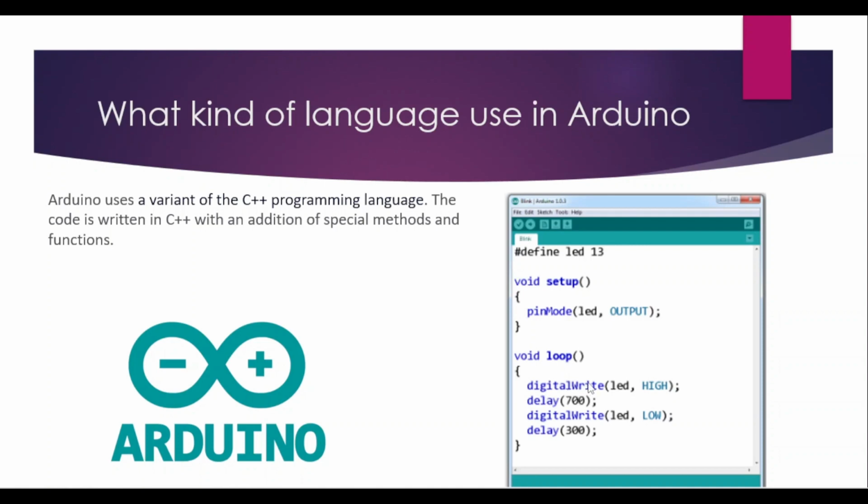Now digitalWrite, that's the digitalWrite pin that I give, that is the variable LED 13, and HIGH means on, and delay 700 milliseconds. It will wait, and digitalWrite again and delay 300 milliseconds. That delay means wait for some time, and LOW means that the light will be off. That's going on in a loop. That's the logo of Arduino.